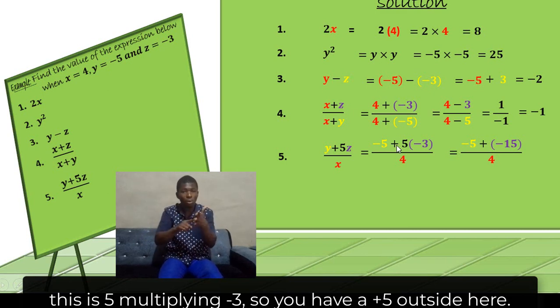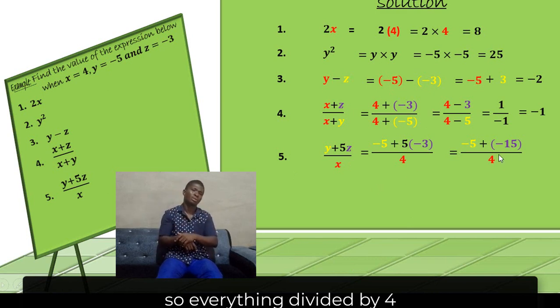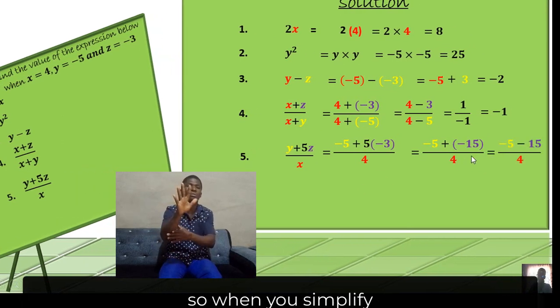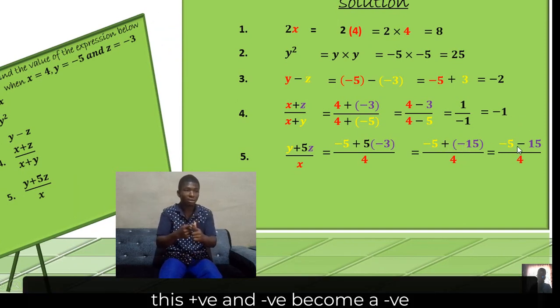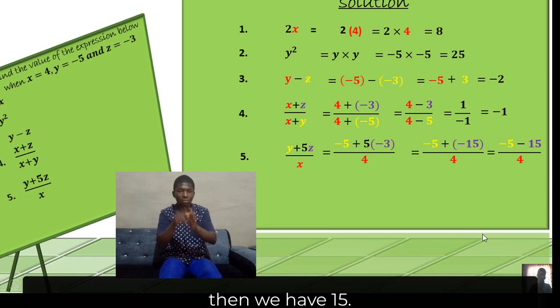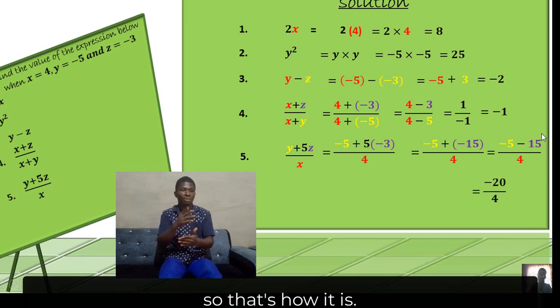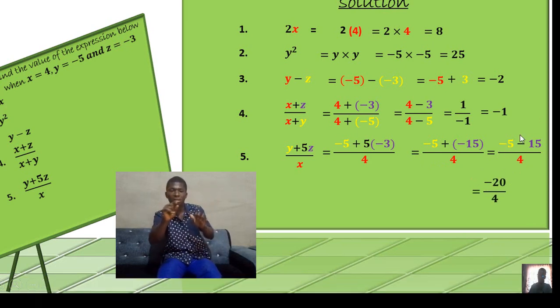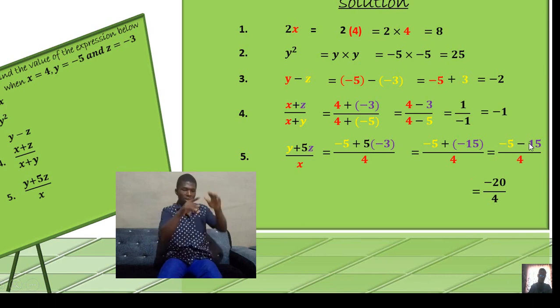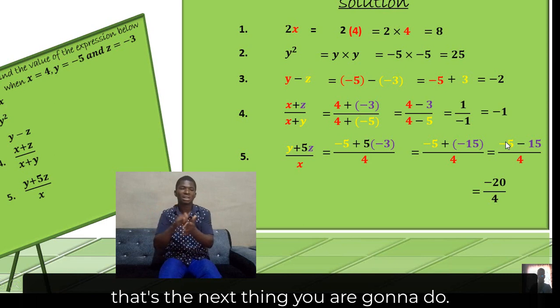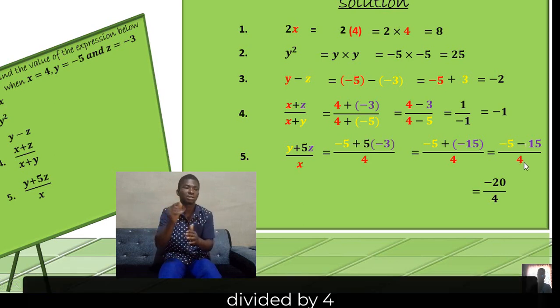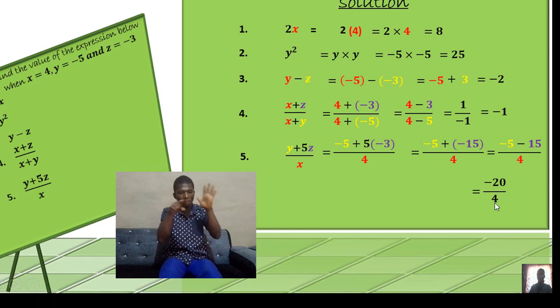So what's that? So everything divided by 4. So when you simplify, you have minus 5 here. Then this positive and negative becoming what? Negative. Then you have 15. So over 4 that you have in the denominator. So once that is it, you need to simplify minus 5, minus 15. That is the next thing you have to do. You have to simplify minus 5 minus 15 divided by 4. So you have minus 20 over 4.